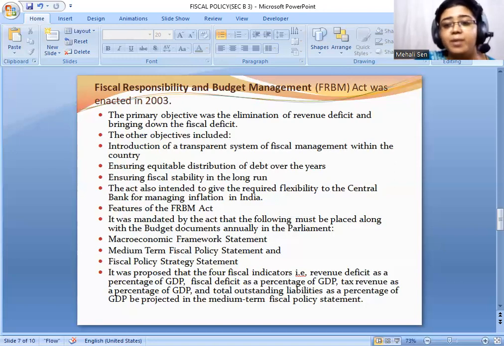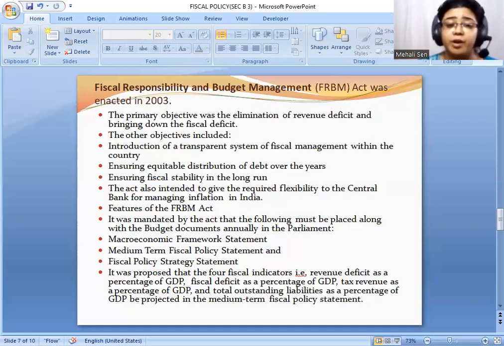See, the primary objectives were the elimination of revenue deficit and bringing down the fiscal deficit. The other objectives also included the introduction of a transparent system of fiscal management within the country, ensuring equitable distribution of debt over the years, and ensuring fiscal stability in the long run. The Act also intended to give the required flexibility to the central bank for managing inflation in India. Now the basic features of the FRBM Act.